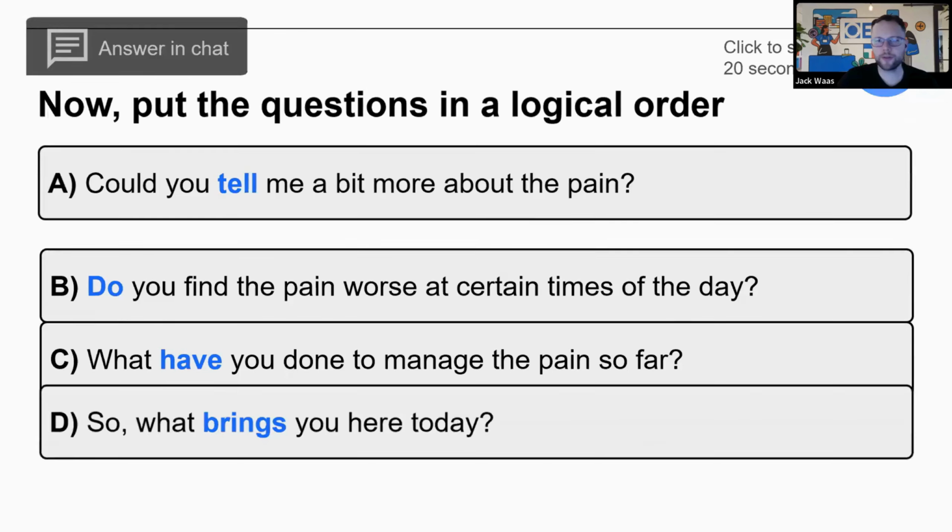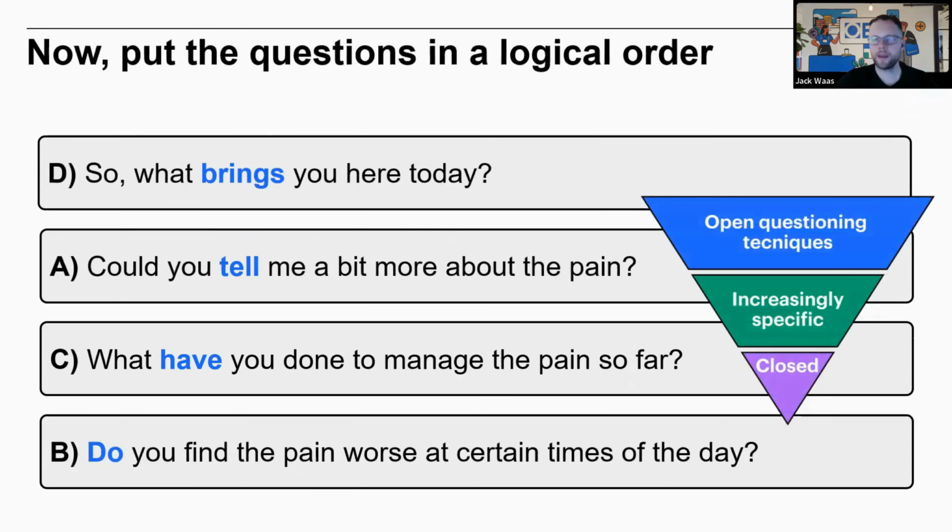All right, so let's go through these. As you can see, the first couple of open questions aim to understand the problem from the patient's perspective. Later, the approach becomes more focused with increasingly specific and then closed questions. Okay?